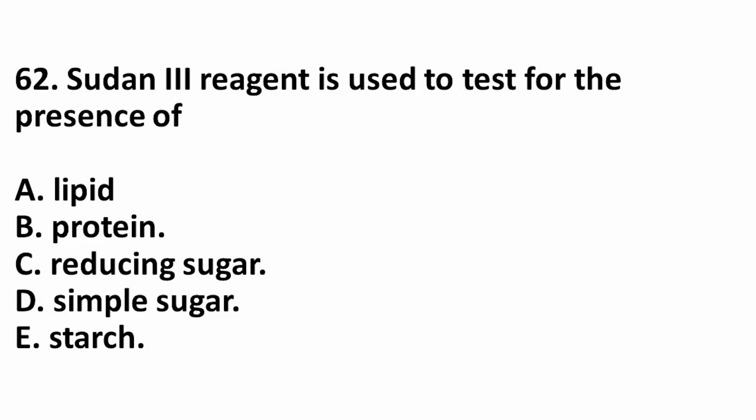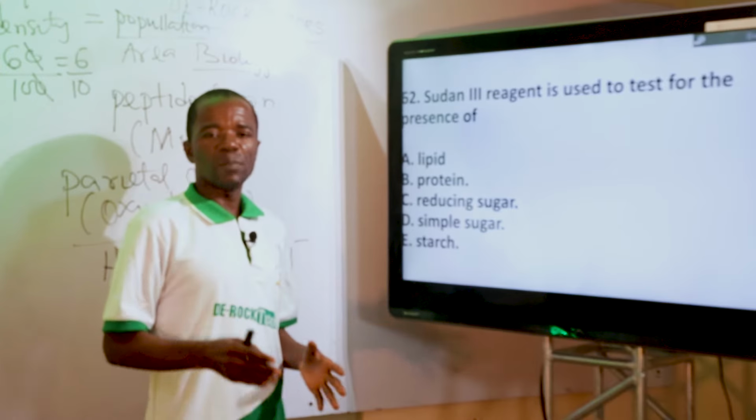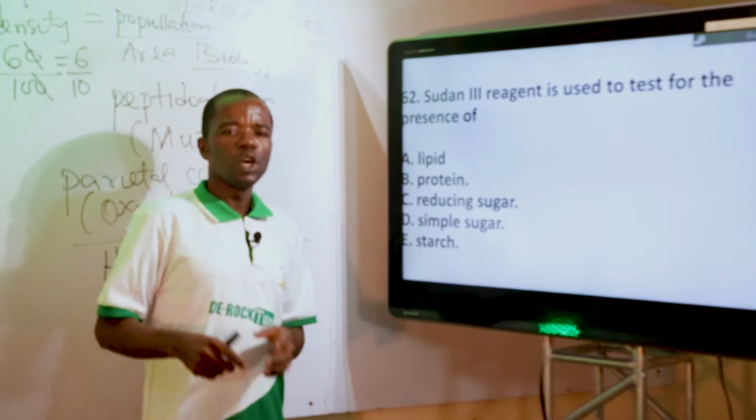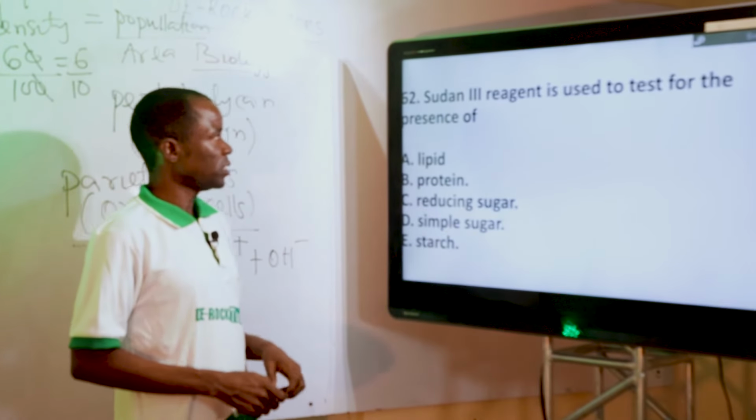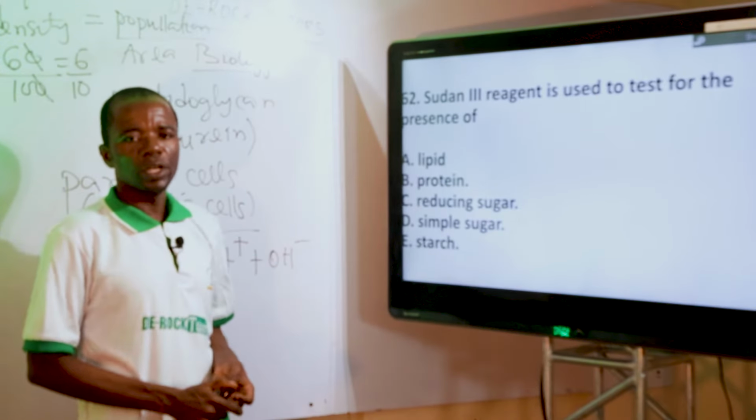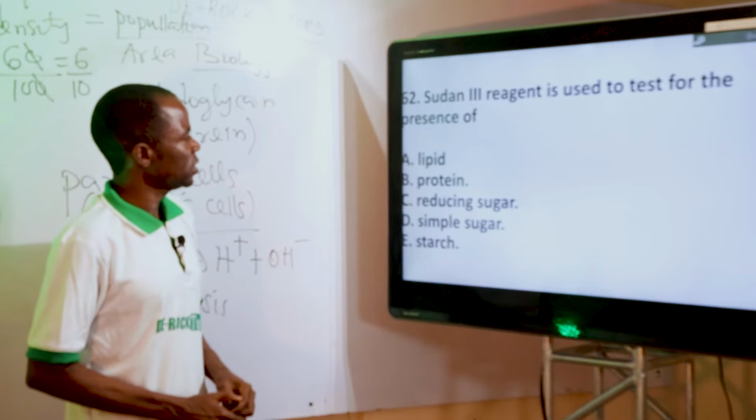By the way, apart from Sudan 3 reagent, we can also make use of osmic acid to test for fat and oil. If osmic acid is used, the presence of fat and oil will be indicated by the formation of a black precipitate. So the correct answer for number 62 is definitely option A, lipid. Let's go to number 63.